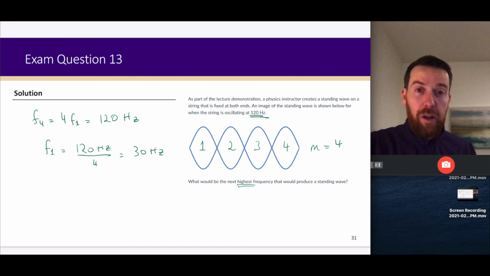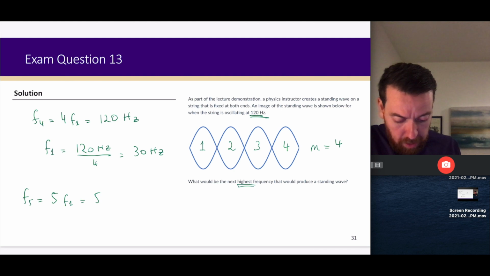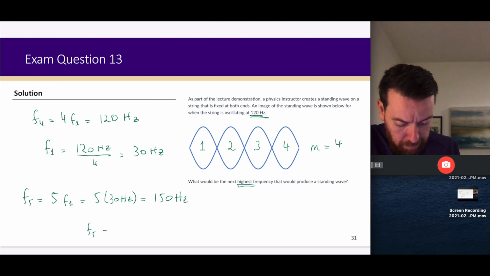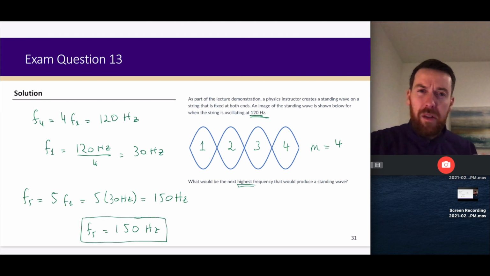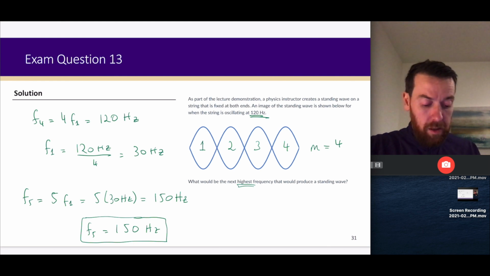So the next highest frequency after 4 is going to be 5. So f of 5 is going to be 5 times f1, which is 5 times 30 hertz, which is 150 hertz. So for this particular question, that was the answer. And I think the other one was 60 hertz, and then the next one with a fundamental of 20, I think was 80 hertz, but of course the same method, technique applies.